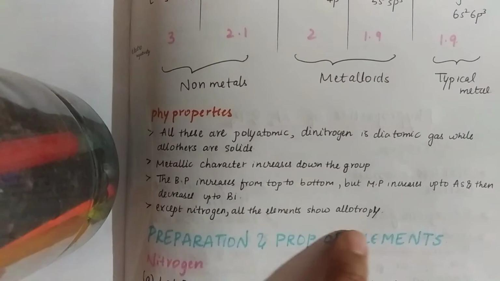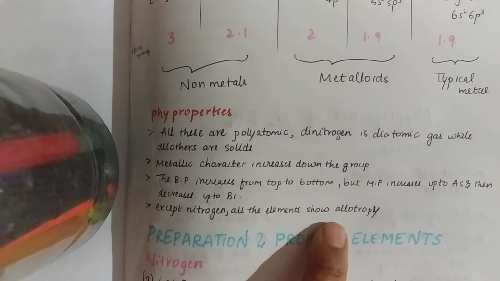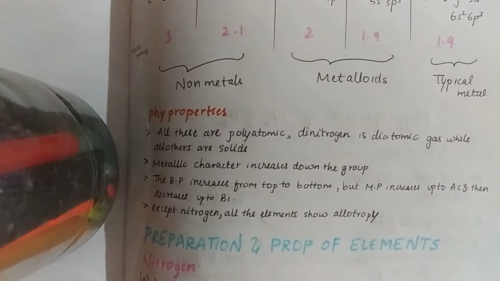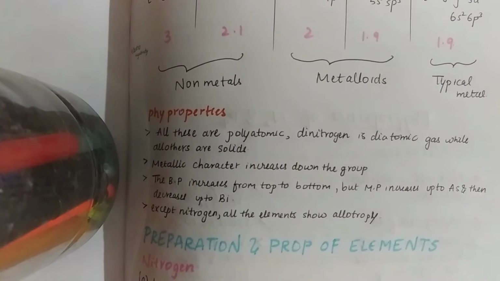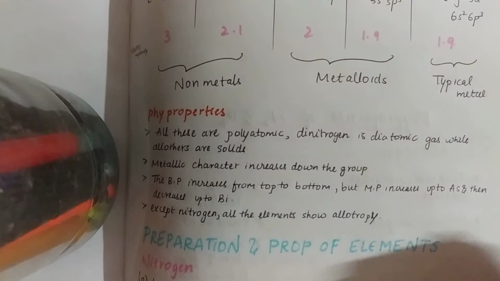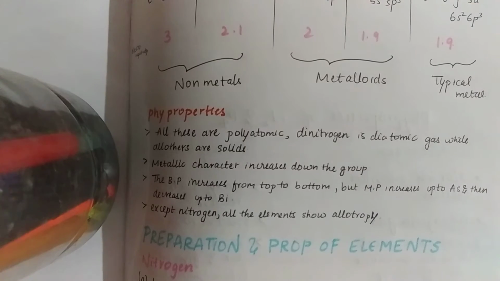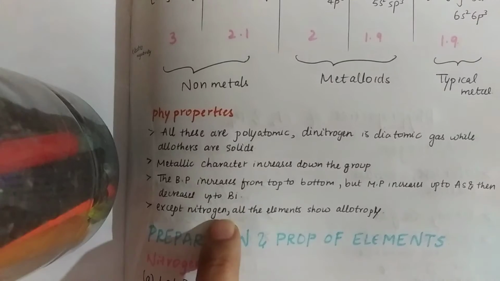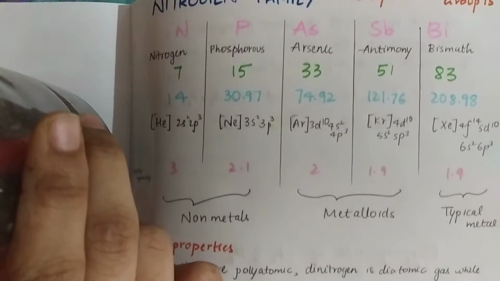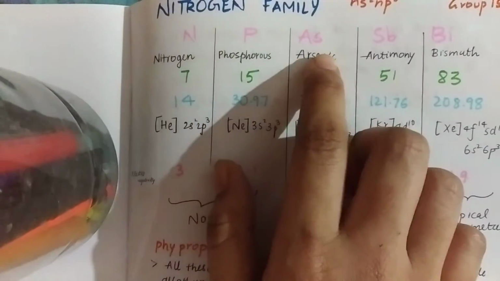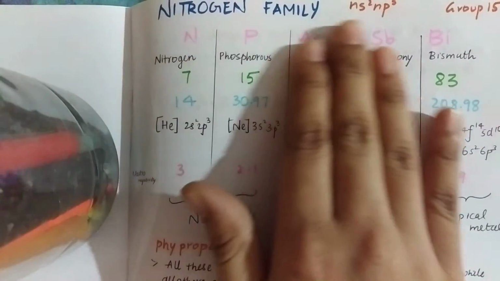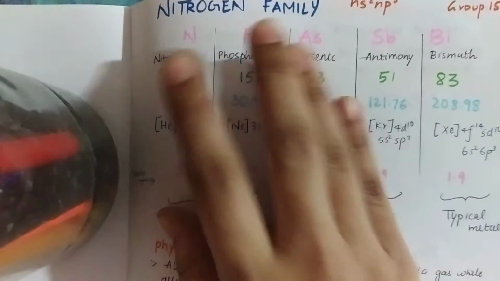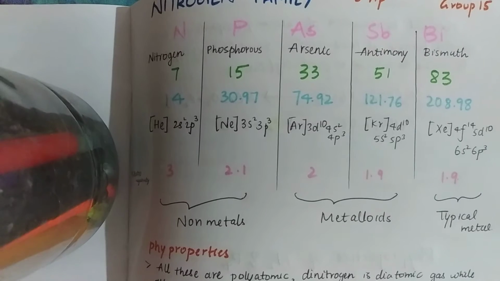allotropes. Allotropy, okay. Allotropy is a single element existing in different forms, like for phosphorus we have P4, P8 and so on, right? That is allotropy. And except nitrogen, all the group 15 elements exhibit allotropy. Phosphorus, arsenic, antimony and bismuth, all these elements except nitrogen exhibit allotropy.